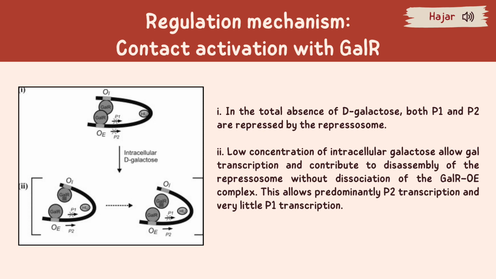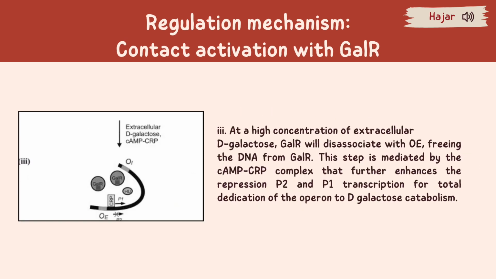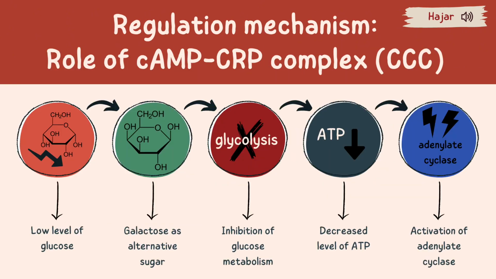But in the condition where there is a high concentration of extracellular D-galactose, GAL-R will start to dissociate from operator OE, freeing the DNA from GAL-R. This step is mediated by the role of the cAMP-CRP complex that further enhances the repression of P2 and activation of P1 transcription to allow expression of the gal operon for D-galactose catabolism. The role of the cAMP-CRP complex.